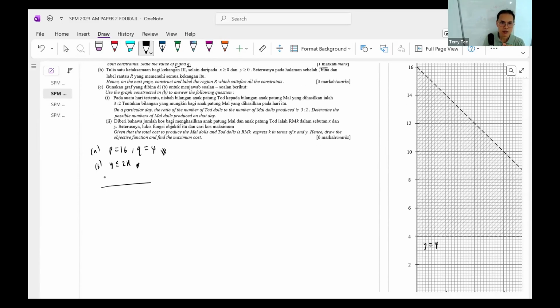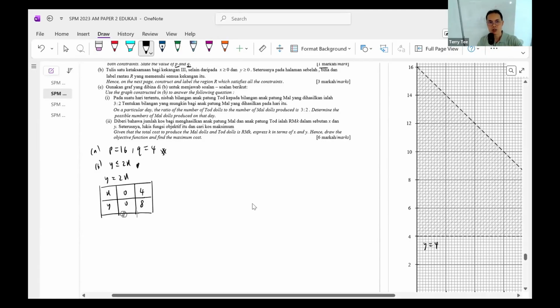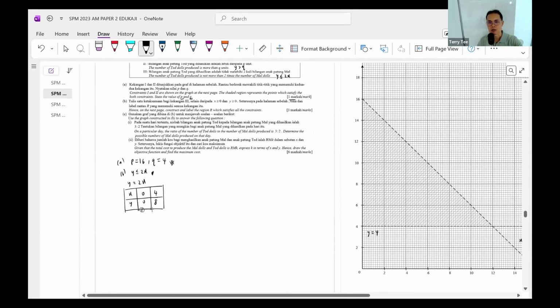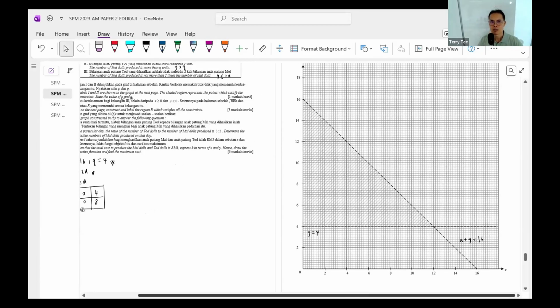Use a simple table of values, y equals 2x, right? We can use x equals 0, y equals 0. Maybe another one, what do you want to use? x equals, maybe I put 4, y equals 8. Up to you, you can use any other point. So where is 4, 8? 4, 8 is here. If you want to draw higher, bigger is also okay. So this is your straight line.